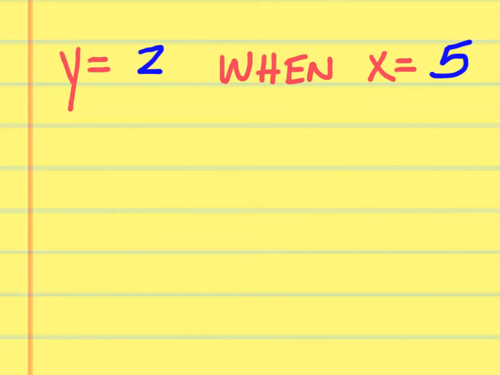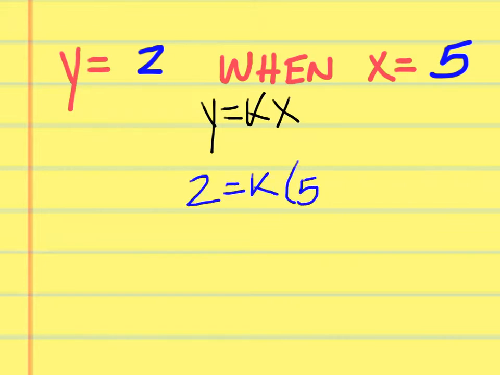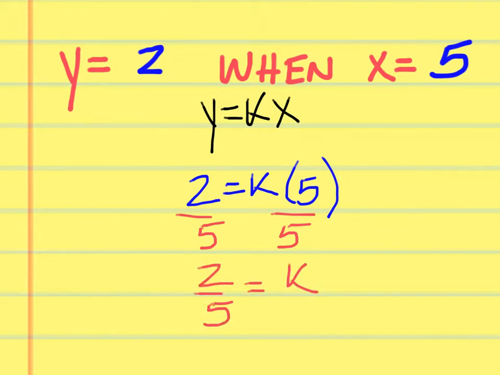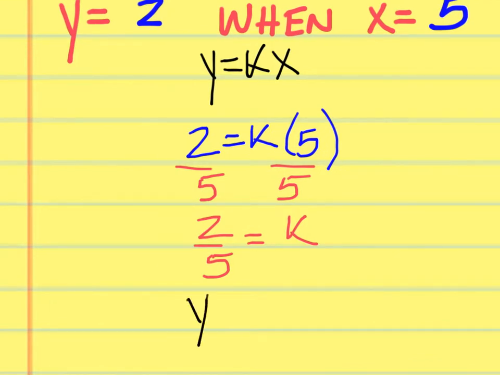Y equals 2 when x equals 5. Find the direct variation equation that relates these two variables. So start with y equals kx. And then plug in what you know. Y is 2 and x is 5. Divide both sides by 5 to get 2/5. And then write your equation. Y equals 2/5 x.